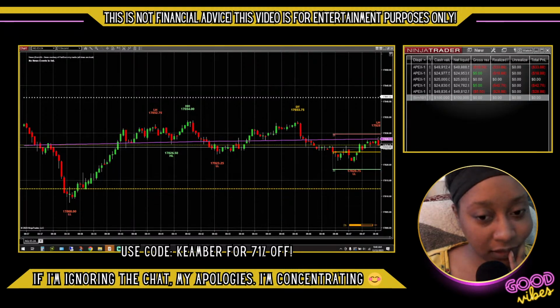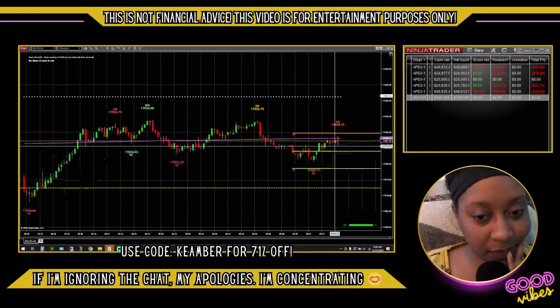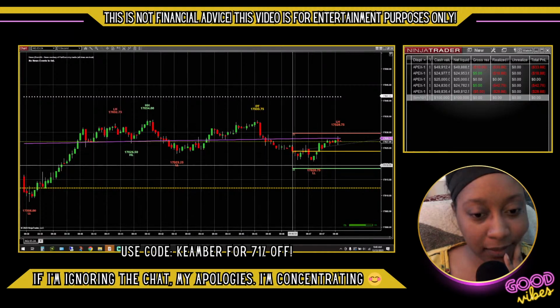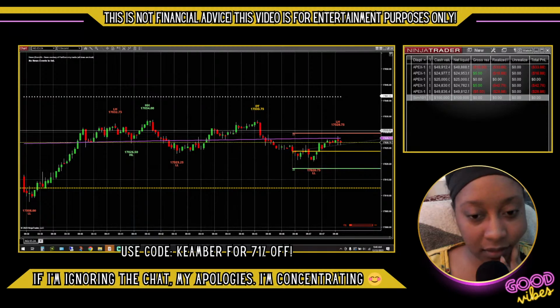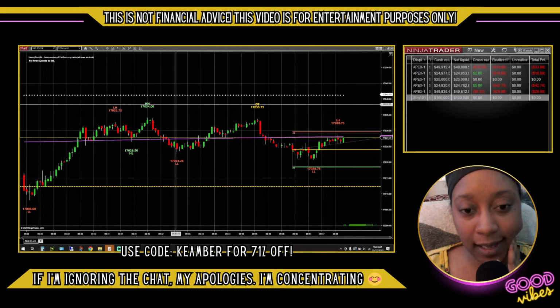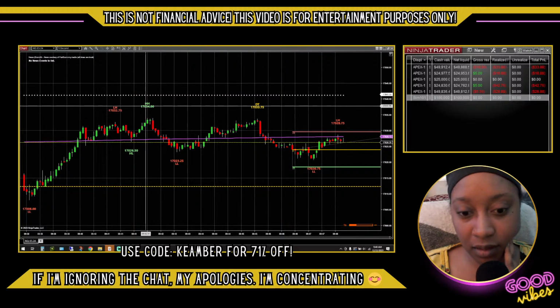I also don't want to get into the buy here, even though my overall bias is a buy. The minor trend is a buy. The mid level and the major level are buys. I don't want to get in because there's a double top right here.